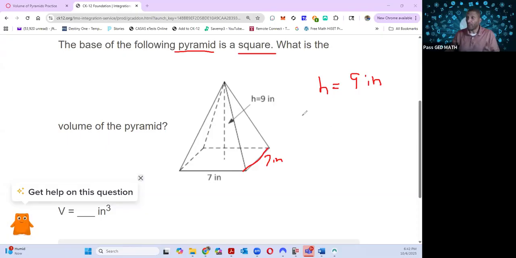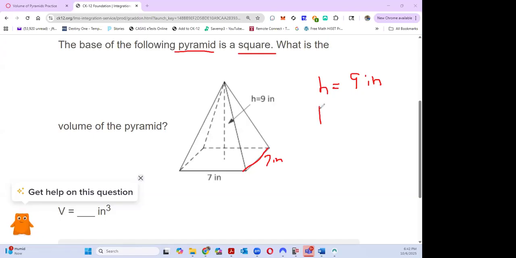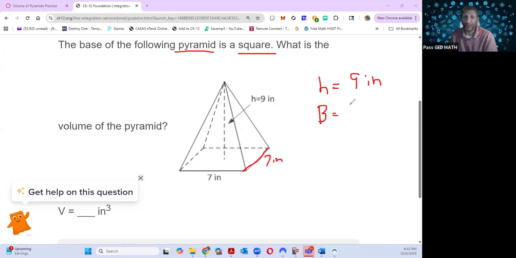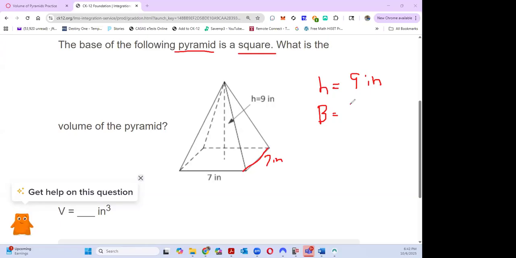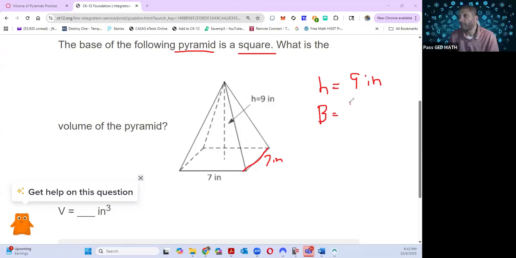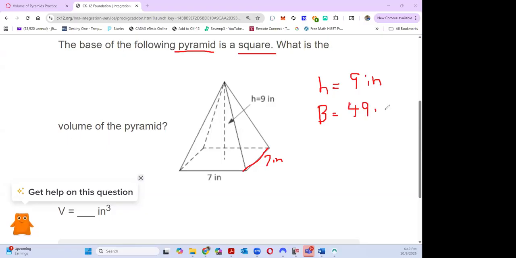So now we got our height. We got our area of the base. How do I find the area of the base? You have to multiply. So what am I multiplying? What is my area of my base? Tell me what it is. 7 times 7. What's 7 times 7? 49. 49 inches squared.